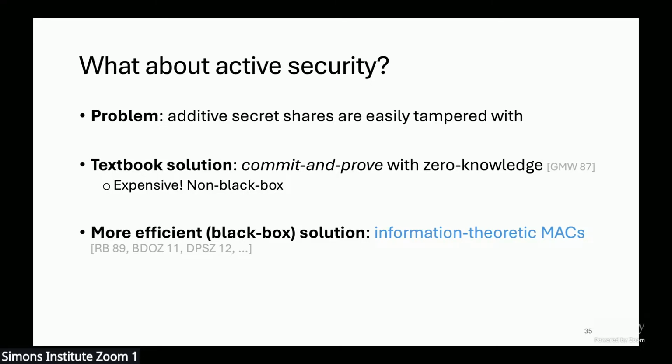So what I'm going to talk about today is, I think, a very simple and clean model of getting active security, which again relies on this preprocessing model using information theoretic MACs, or message authentication codes, to prevent parties from tampering with shares.